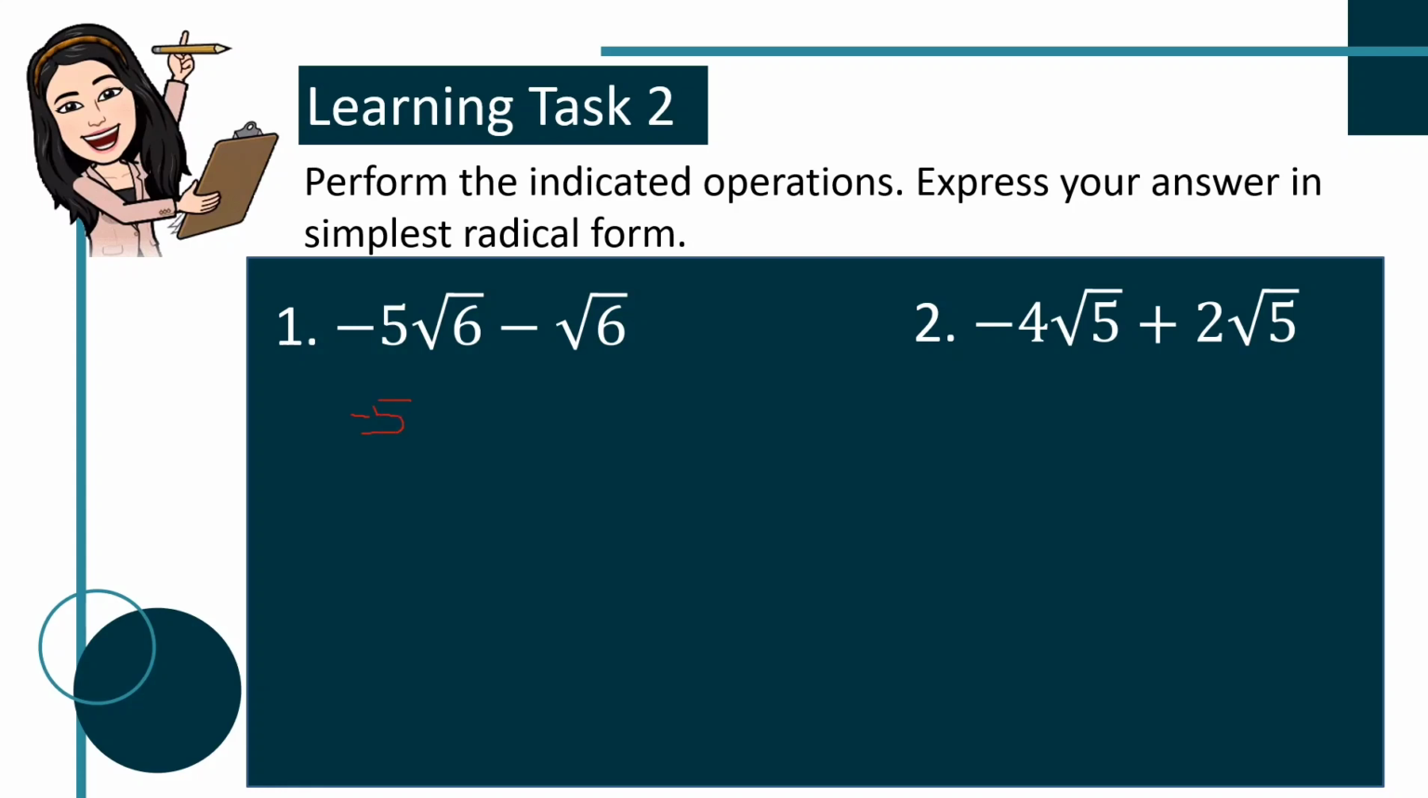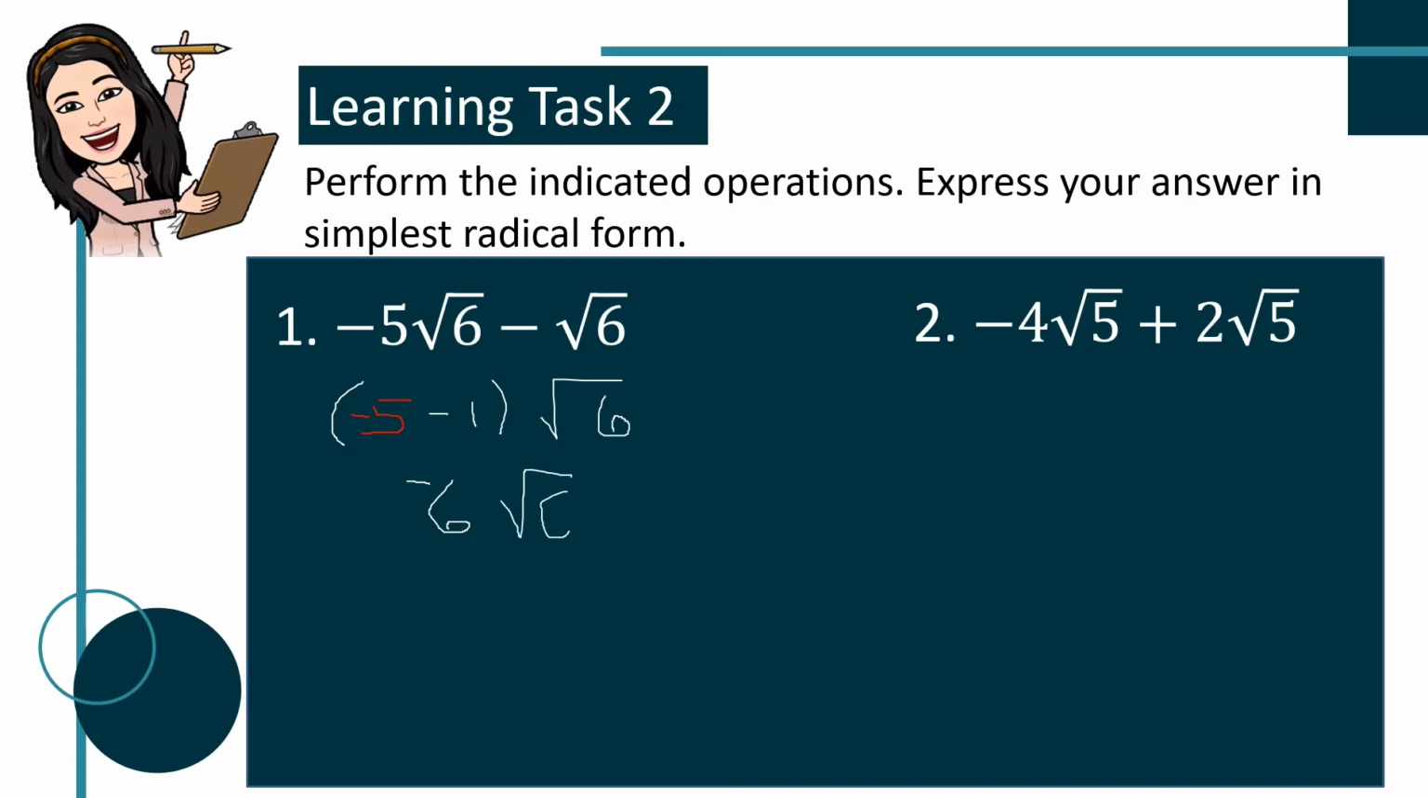Okay, palitan lamang natin ng color. So, gawin natin puti. Okay, negative 5 minus 1. Kasi ang coefficient niya ay 1. Ano? So, ito yung ating coefficient. Then, copy is square root of 6. Okay? So, negative 5 minus 1, applying the laws of integers, we have our operations of integers. Negative 5 minus 1 is, okay, very good. That is negative 6. It's square root of 6.